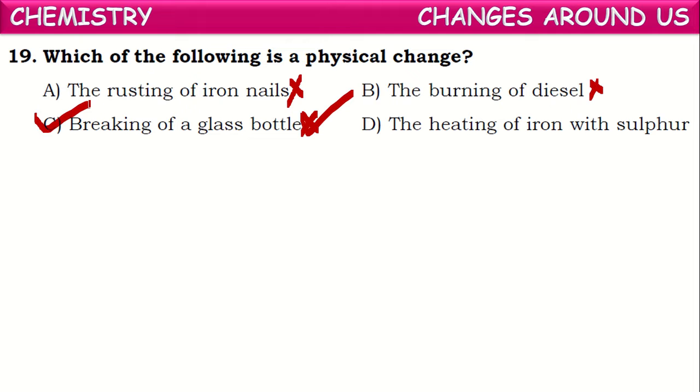What about the last one? Heating of iron with sulfur. We know when iron is heated with sulfur, it reacts with sulfur and forms iron sulphide. So it is a chemical change. Only physical change is breaking of glass into small pieces. Okay, next.